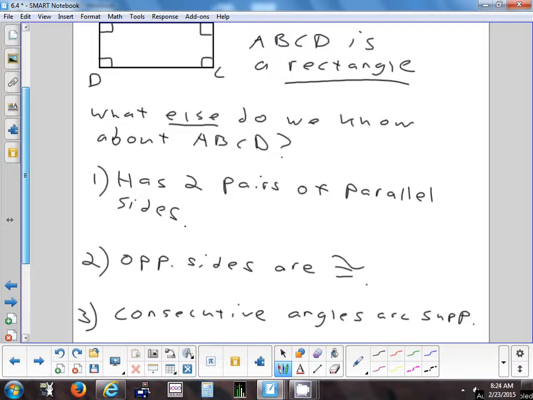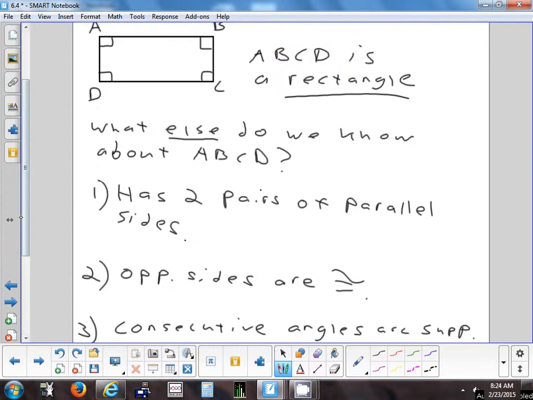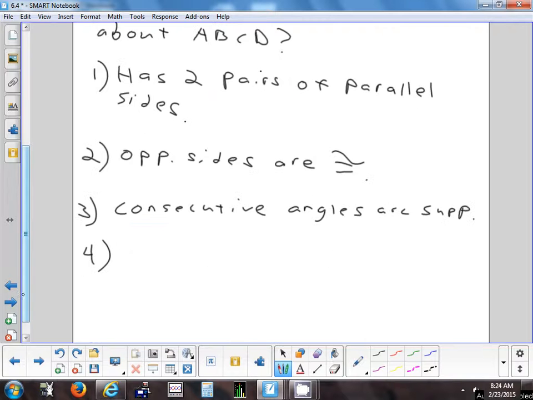How about something about diagonals? We haven't said anything about diagonals. D is diagonal to B and C to A. So what's true about the diagonals? They intersect in a special way. They bisect, yes.